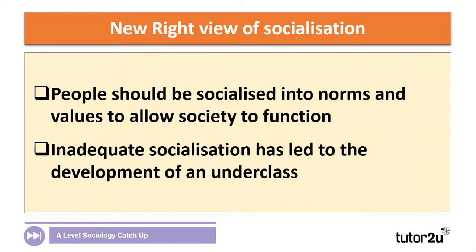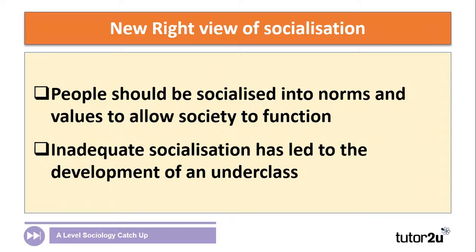The New Right, having evolved from functionalist ideas, suggests that socialisation as a process allows society to function correctly. They advocate ideas such as meritocracy and personal responsibility through socialisation. But the New Right are critical of those that do not conform, and this is passed on through social institutions that look to sanction rather than help those that do not fit the norm.